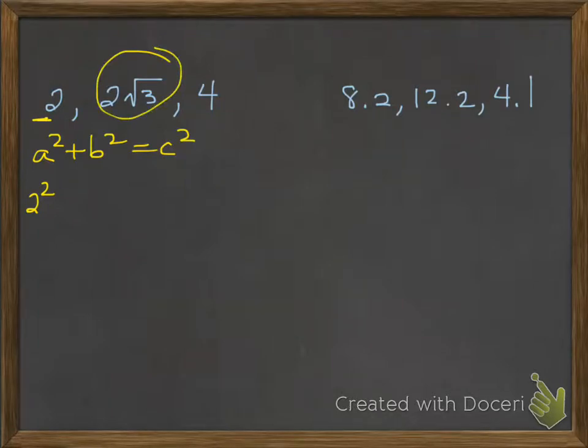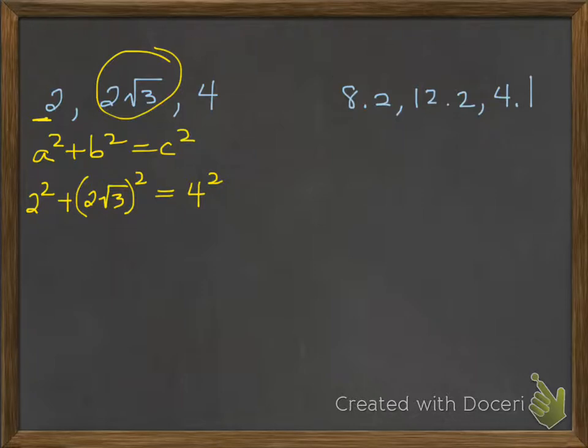Well, an easy way to check that would be to simply put it into your calculator. 2 times the square root of 3, using your calculator, you'll figure out that it is 3.46, or 3.5. So now you know that's smaller than 4. So I'm going to put 2 squared plus 2 square roots of 3 squared, you've got to square the whole thing, equals 4 squared.